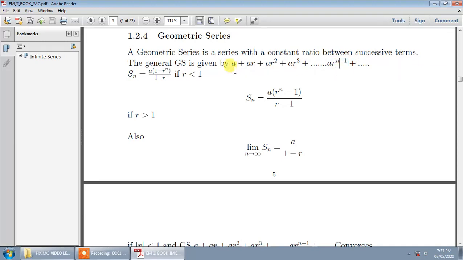Now if we consider the terms starting with a and ending with the nth term ar raised to n minus 1, then that sum is called the nth partial sum, and its value is given by Sn equal to first term a, inside the bracket 1 minus r raised to n, divided by 1 minus r. So r is the common ratio, a is the first term. Note that this will be the formula if mod r is less than 1. Mod r less than 1 means r is in between minus 1 and plus 1. So if we talk about the absolute value of r, it should be less than 1.